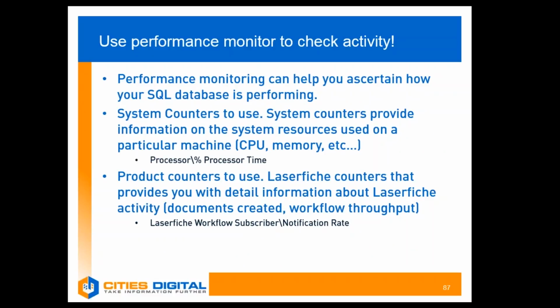You can use the system counters. System counters provide the information on the system resources used on a particular machine, which would be CPU, memory, all of that. And one of those counters is the processor time. So you can see how the processor is being utilized. If it's at 95% constantly, maybe we should consider adding some more cores to that.